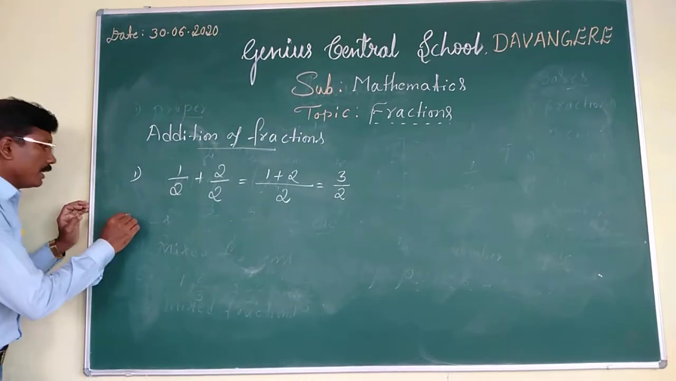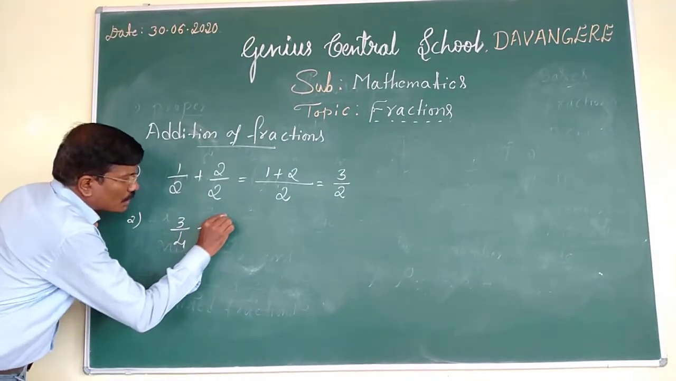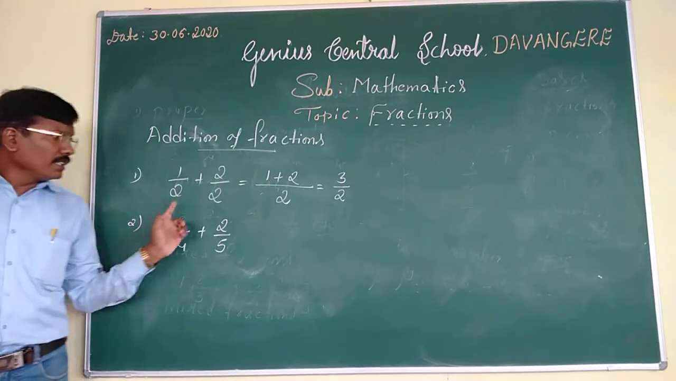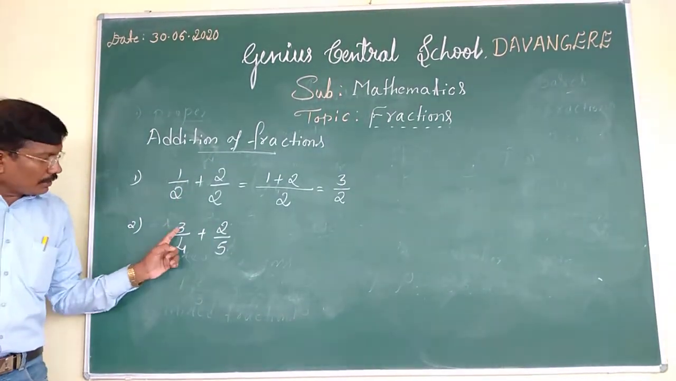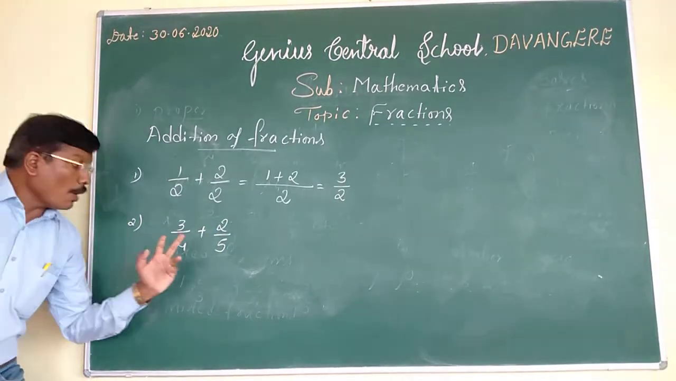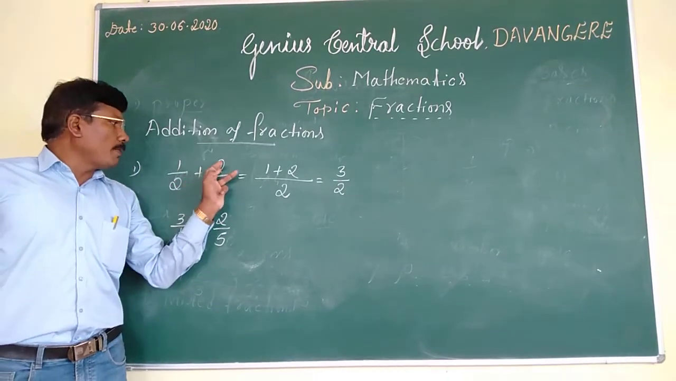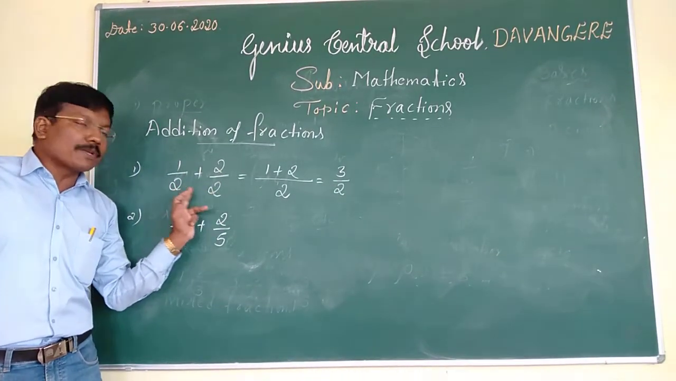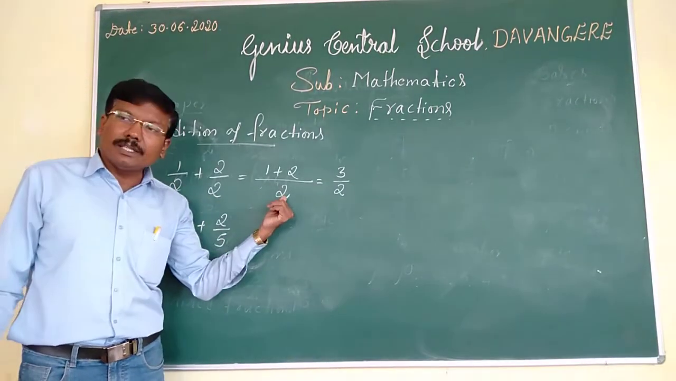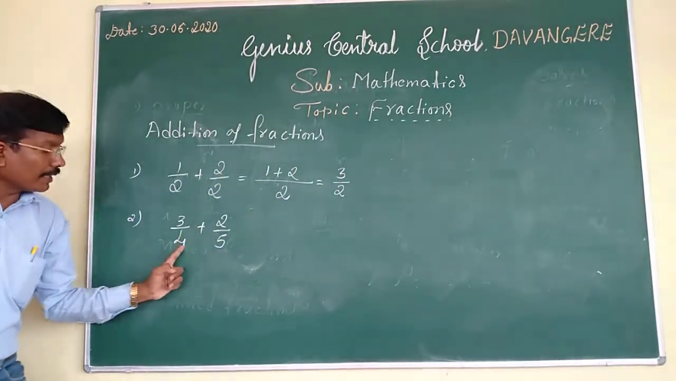Suppose we take another example. 3/4 plus 2/5. Look here, this is different. Here 3/4 is one of the fractions and 2/5 is the other. But how do we add these two? Previously we did 1/2 plus 2/2, where the denominator was the same. So it is very easy to add, because we take the denominator as common, then add only the numerators. But here the denominator is different.